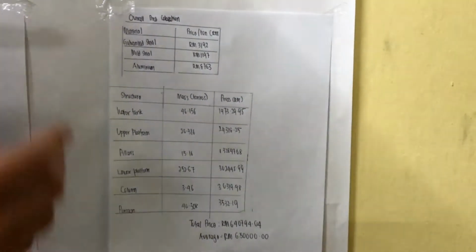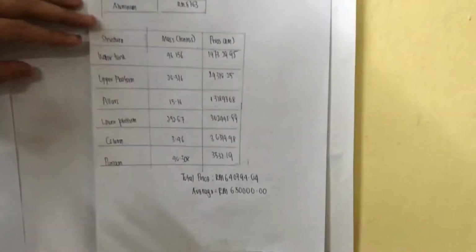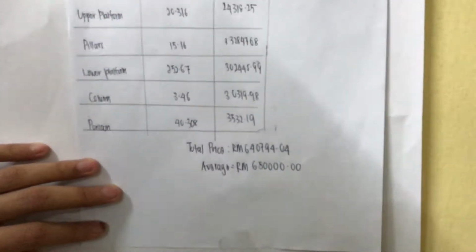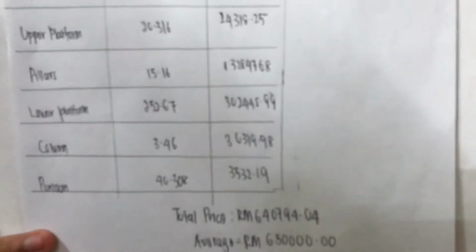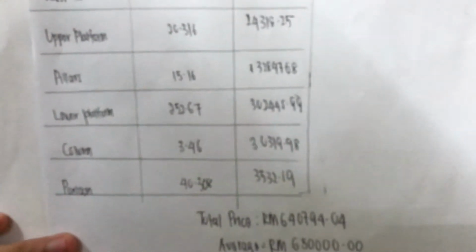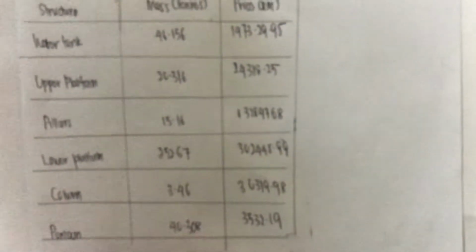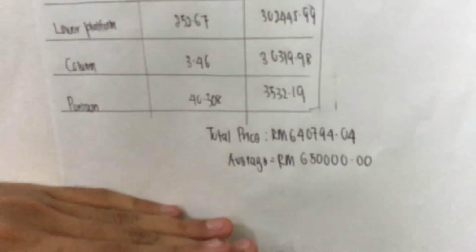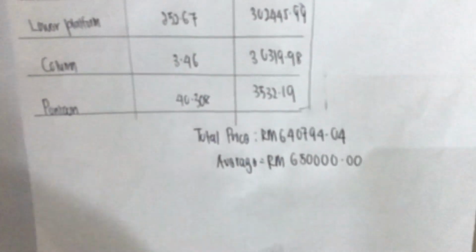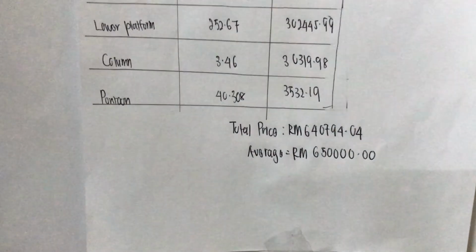So after the calculation for the water tank, the upper platform, the pillars, the lower platform, the column, and the pontoon, the total price that we get to make this structure is 64,794 ringgit and 4 cents. So the total average is 65,000 ringgit. That's all.